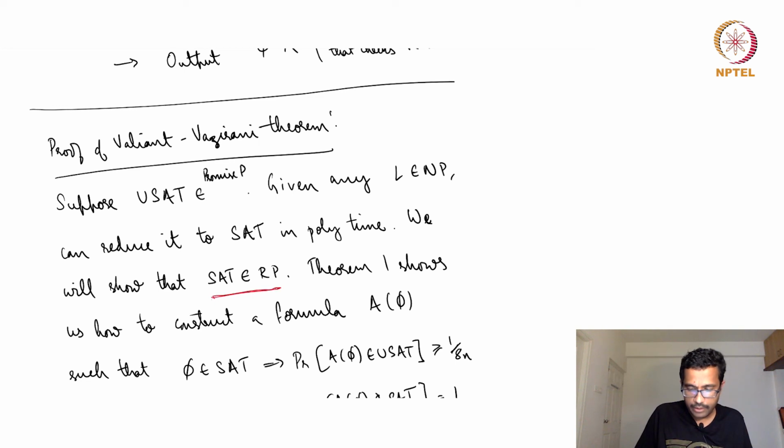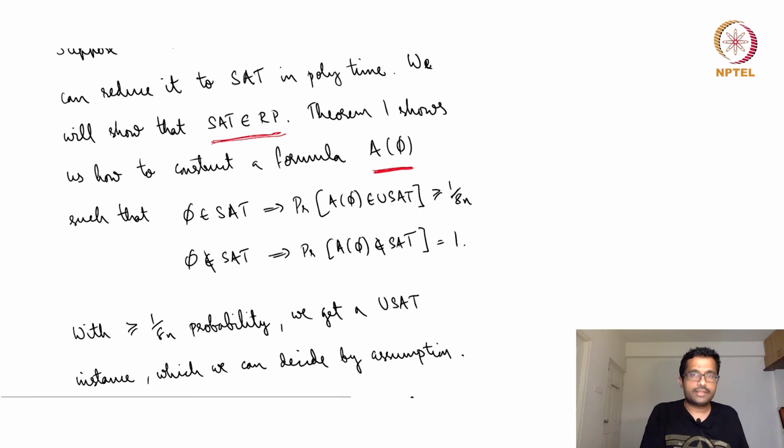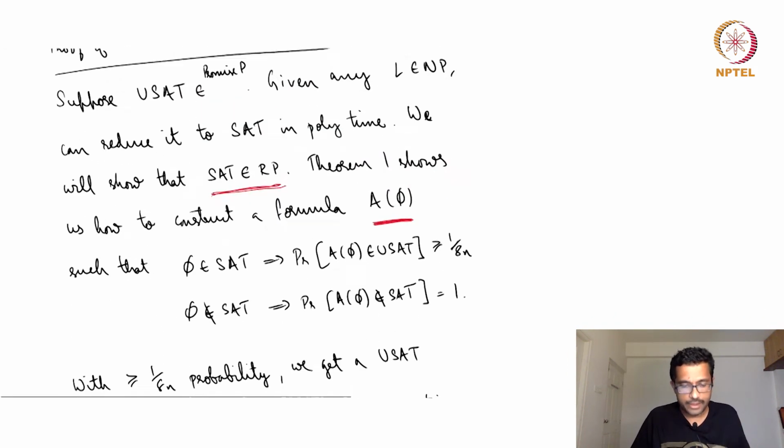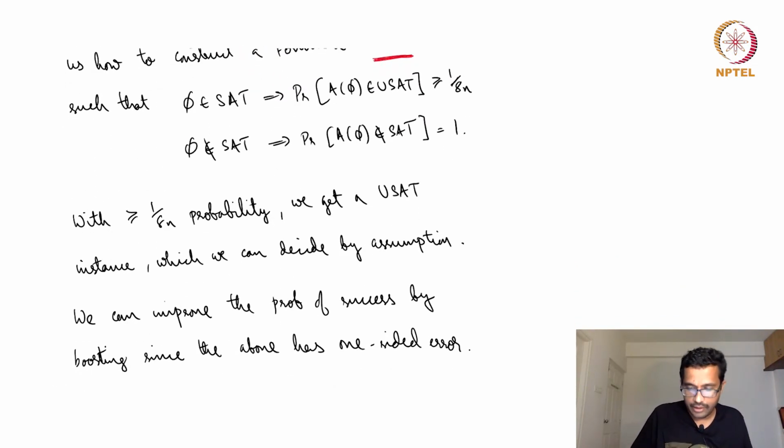right? Why? Because given a Boolean formula, we want to solve SAT, satisfiability. We have already seen by theorem 1 how to construct a formula A phi such that it has a unique satisfying assignment with high probability if phi is satisfiable, otherwise it does not have any satisfying assignment. Basically, we reduce SAT in a randomized manner to USAT, and then for this USAT instance, the assumption is that USAT is in promise P, so we can decide it in polynomial time.